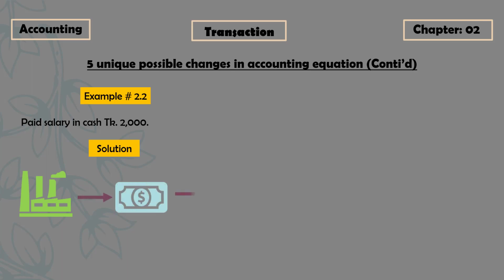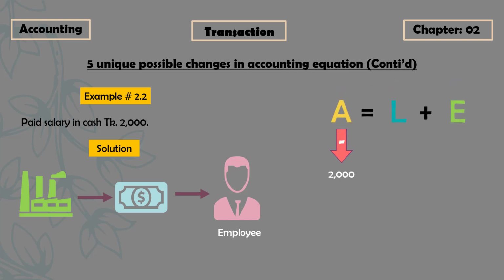Business paying cash to the employees as a salary, so payment of cash will decrease the asset, and salary expense will decrease the owner's equity, because we know expense decreases owner's equity. A is denoted by downward arrow, so asset is decreased by 2,000, and owner's equity also decreased by 2,000.